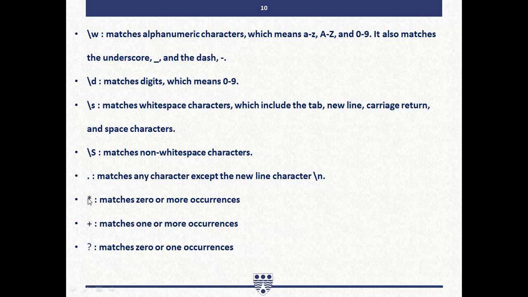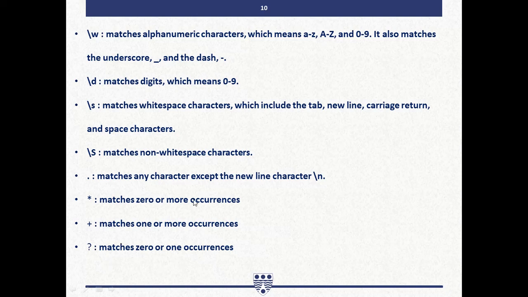Now the asterisk here matches 0 or more occurrence. What we mean by that is whatever is on your left, if you use asterisk, it matches what is on your left 0 or more times. So it looks for repeating patterns. Okay, we are going to see that clearly as we proceed. Now the plus here matches 1 or more occurrences. Okay, and finally the question mark here matches 0 or 1 occurrence.